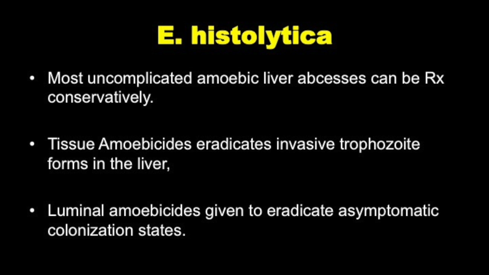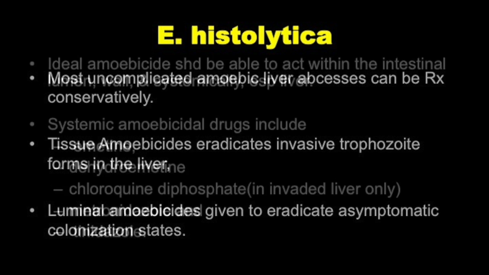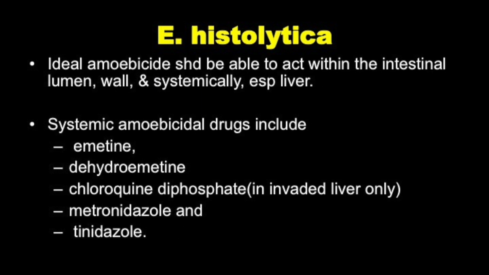So for histolytica, we need to first use a tissue amebicide to eradicate the invasive forms of the trophozoites in the liver, including those that are in the intestinal walls. Then after that, you give something that clears the asymptomatic colonization, those that are in the lumen of the GIT. The ideal amebicide should be able to act within the intestinal lumen, the wall, and also systemically in the liver parenchyma.